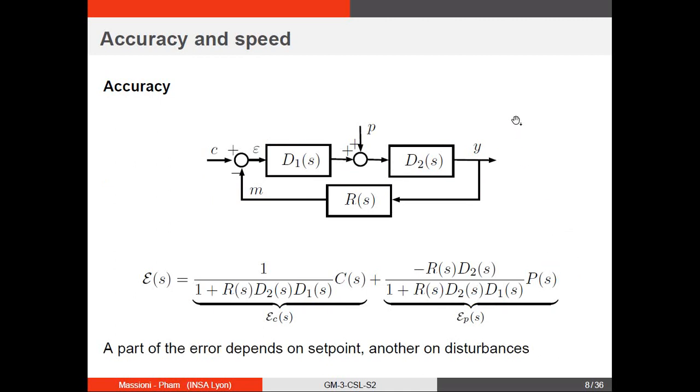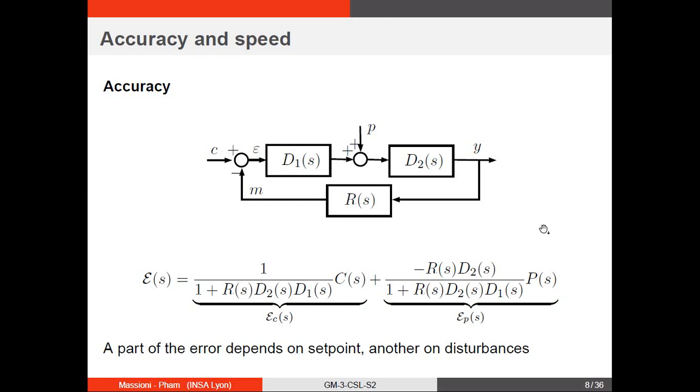So, speaking of accuracy, we have already seen this expression beforehand. Actually, we have seen the expression of y as a function of c and p, but we can also write the expression of epsilon as a function of c and p. How do we compute them? Remember, it is a closed loop system, so as usual in the numerator, direct line from the input to output. If we look from c to epsilon, there is nothing in between, so it's just a 1, and then at the denominator we have a negative feedback, so we have 1 plus L. L is the product of all the elements in the loop, so D1, D2, and R.